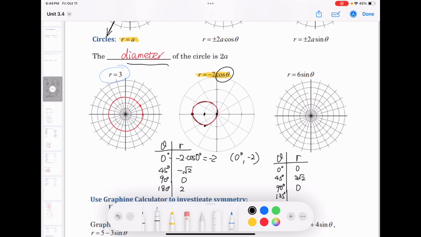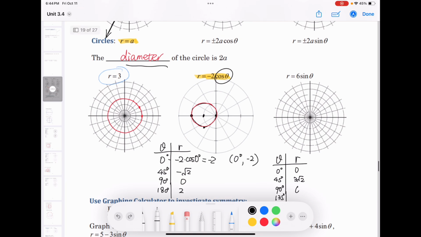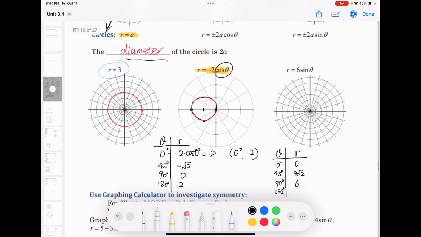And then keep finding: sine 90 is 1, so 6 times 1 is 6. And how about 135? Sine 135 is positive square root of 2 over 2, so 6 times square root of 2 over 2 is 3 square root of 2.